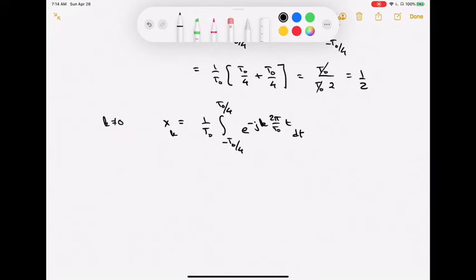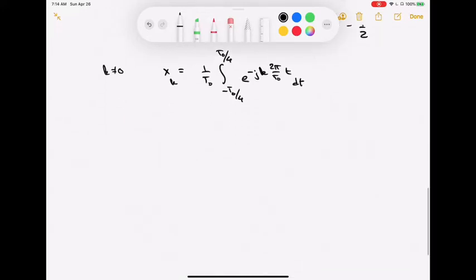This is the integration of an exponential, so exponentials are pretty easy to integrate. I'm going to get a 1 over t naught, and then I have an e to the minus j k 2 pi by t naught, and I'm going to have my t up there, which I'll evaluate in the limits in a minute. But then I'm going to have to divide by minus jk times 2 pi by t naught, on the limits minus t naught by 4 to t naught by 4. One of the things I will notice is that the 1 by t naught out front is going to cancel with the t naught in the denominator term.